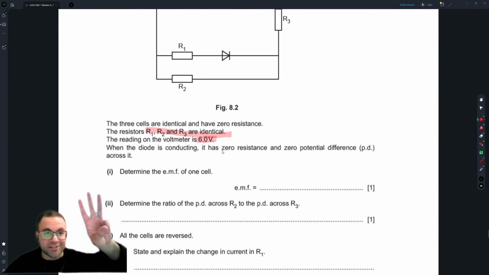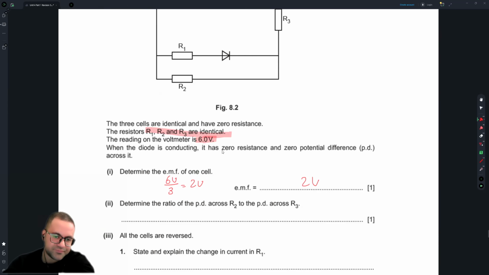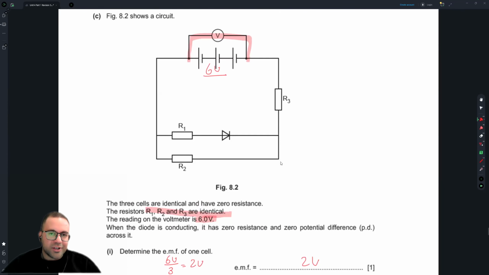If three cells have 6 volts, this means one cell has what? 2 volts. Because 2 plus 2 plus 2 gives you 6. Then, determine the ratio of the potential difference across R2 to the potential difference across R3. That's a slightly challenging question. It's actually hard, but it's based on what we just did earlier.